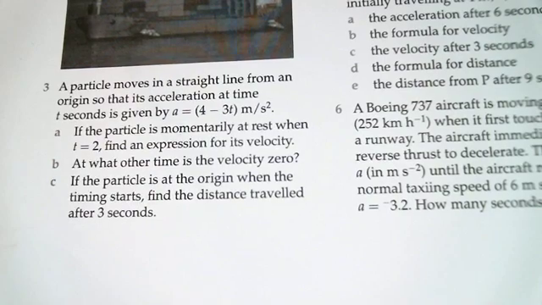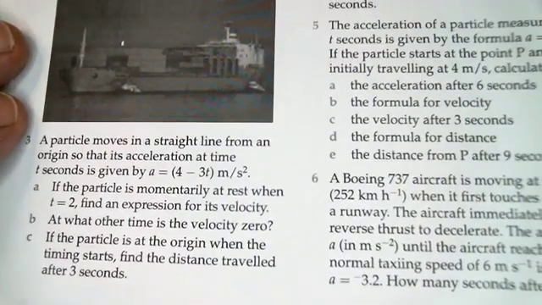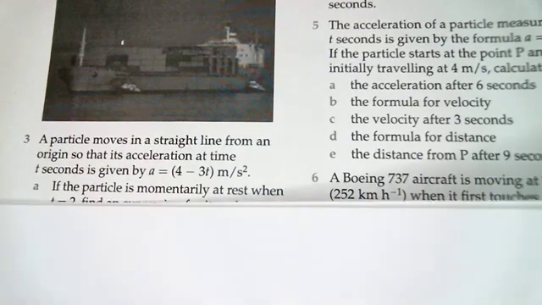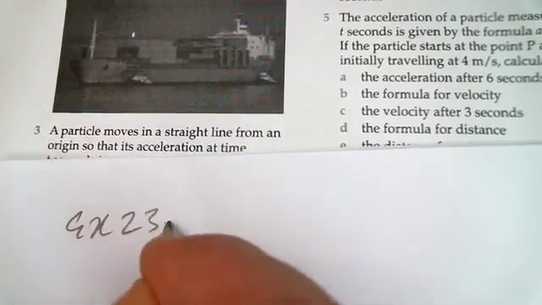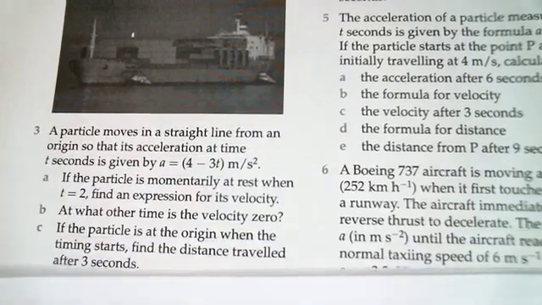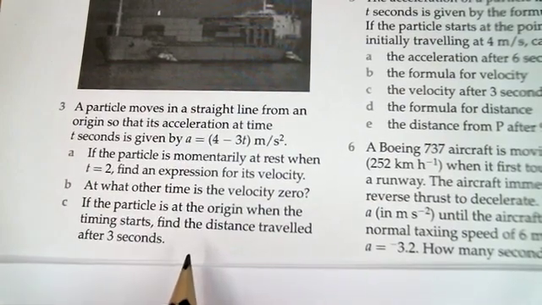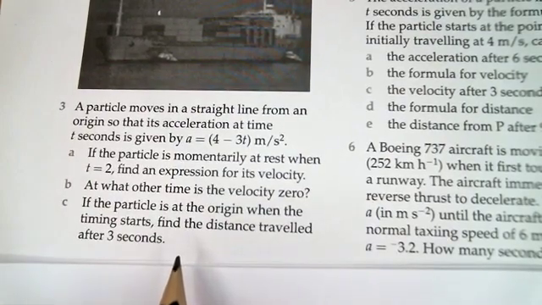Let's take a look at 2303 question 3c. It says if the particle is at its origin when the timing starts, find the distance traveled after 3 seconds. So here we go. I'm going to say exercise 23.03, question 3c. So we're finding the distance traveled. If we're finding the distance, I'm going to use the velocity equation to derive the distance formula.